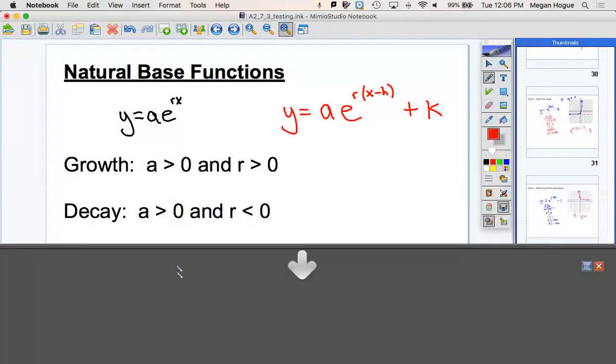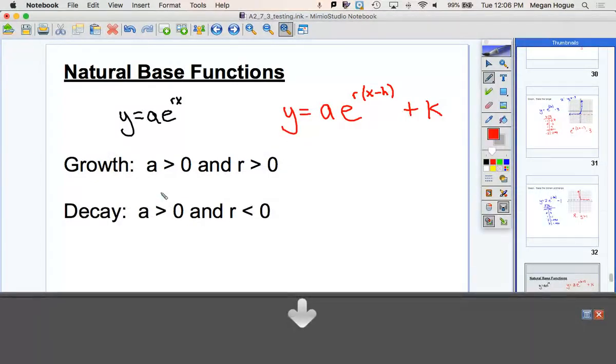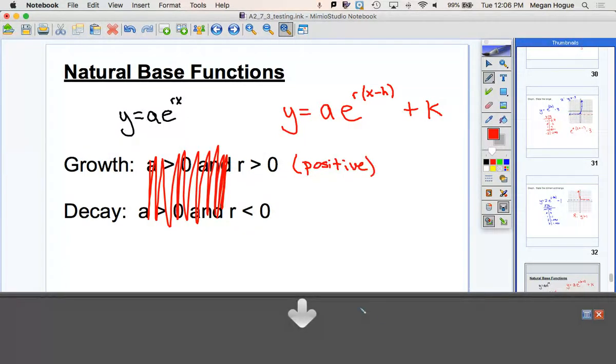And really, I'll just uncover both of these. We're going to see that a is always greater than 0, so I'm not even going to have you write that part. For growth, the r has to be greater than 0. I think it's easier for you to remember that it has to be positive. For decay, the r has to be less than 0. That means the r has to be negative. For growth, the r is positive. For decay, the r is negative.